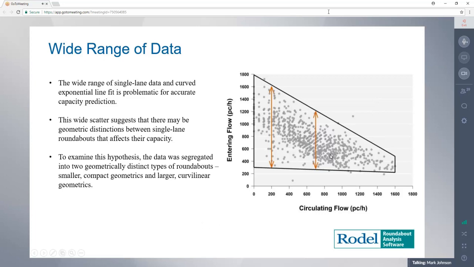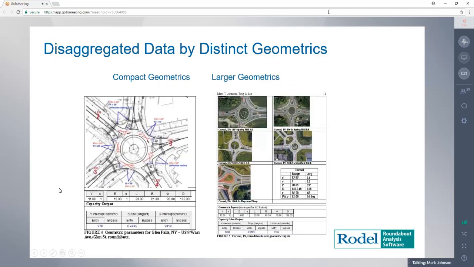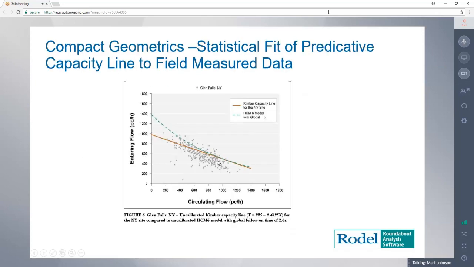Again, there was a wide scatter of data within the single-lane roundabouts, and as we looked into it, we segregated the data by geometrics, and we could see a very distinct difference in the data for the different geometric types that they collected. So we used the geometrics from the smaller urban compact style roundabout and the larger roundabouts as well, and then compared the geometric model for these two types to the data of the smaller compact as well as the larger.